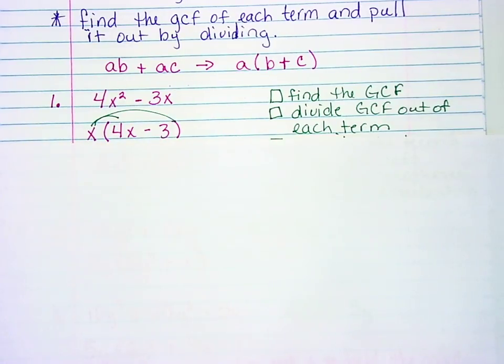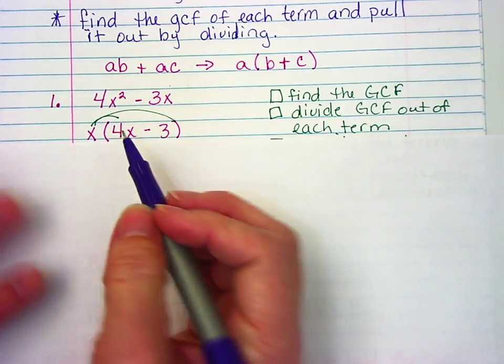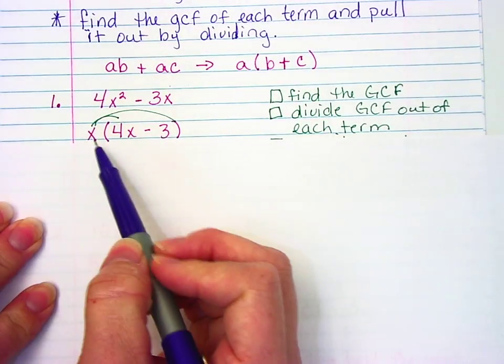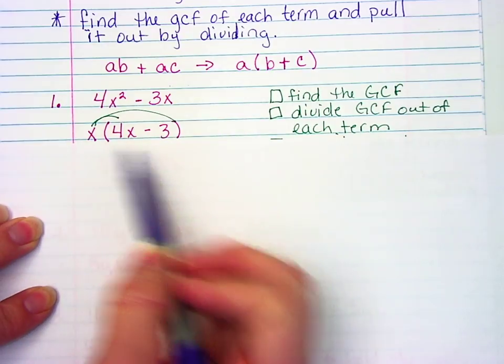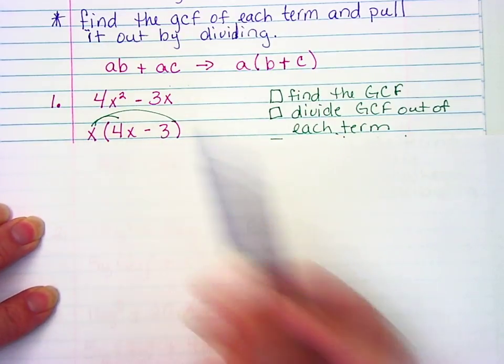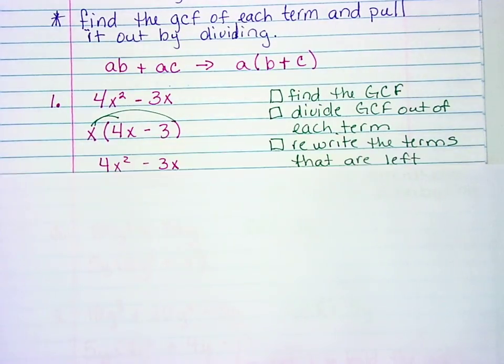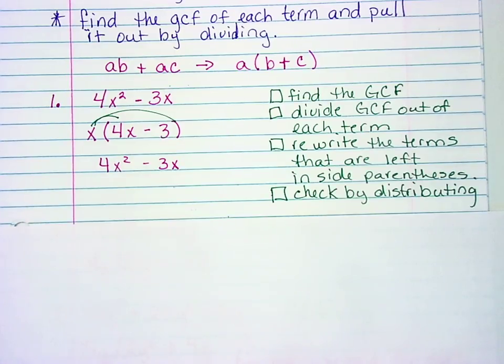So I can go back and check it and distribute the X and check over it again. This is kind of working backwards. X times 4x gives me the 4x squared, minus X times 3 gives me 3x. So the good thing is that you can always check over these problems. You're just kind of ending up where you started.